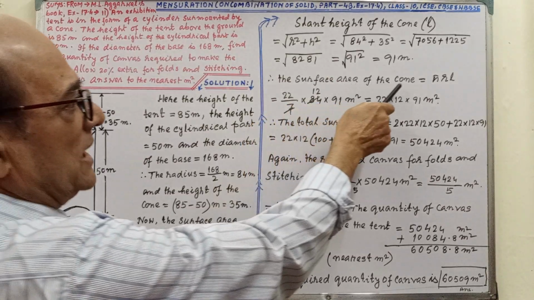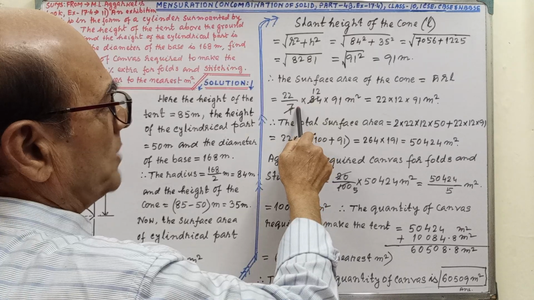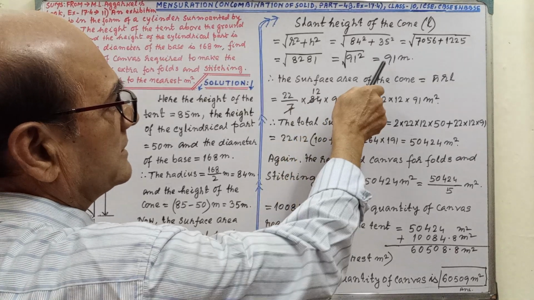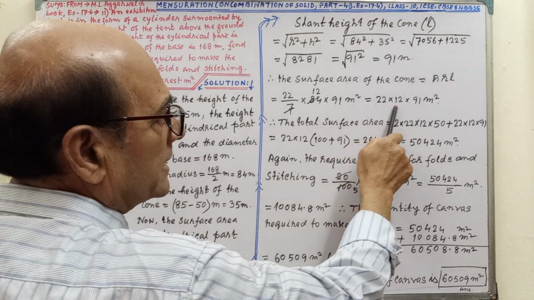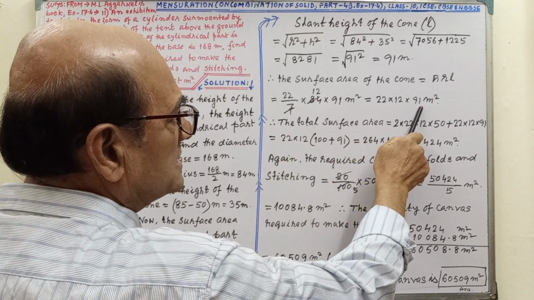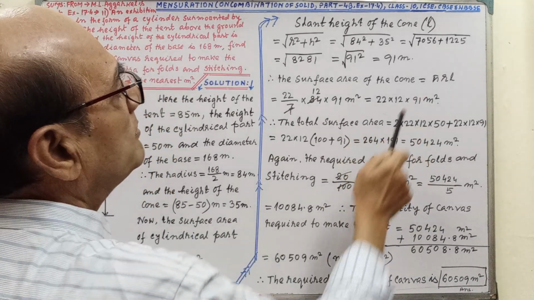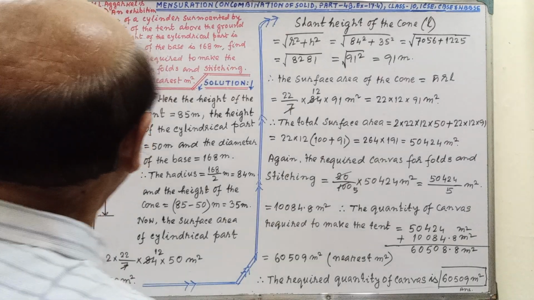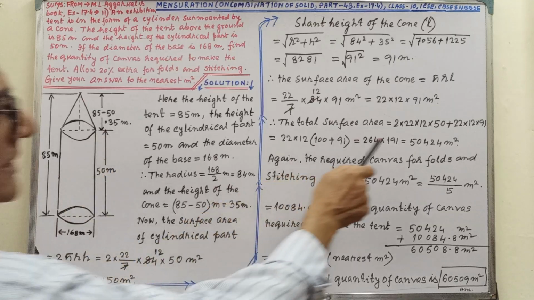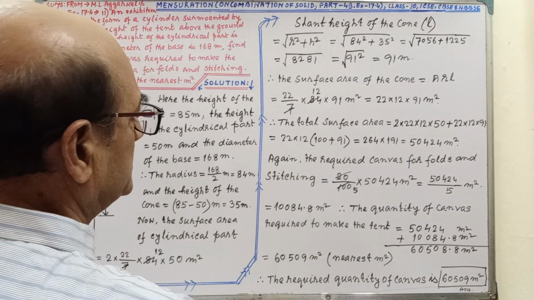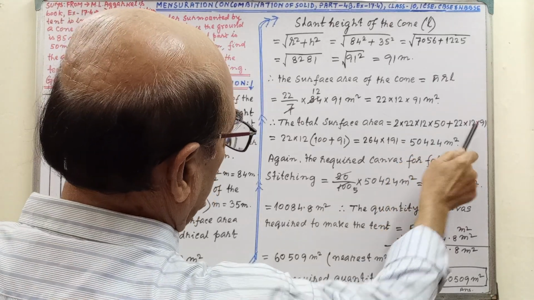Therefore, the surface area of the cone is pi r l, value of pi is 22 by 7, r is 84, and slant height we have got 91. After putting, we are getting the result of the surface area of the cone. I didn't do the multiplication for the sake of calculation. Now the total surface area, that is cylindrical part and conical part, that is this plus this, meter square.